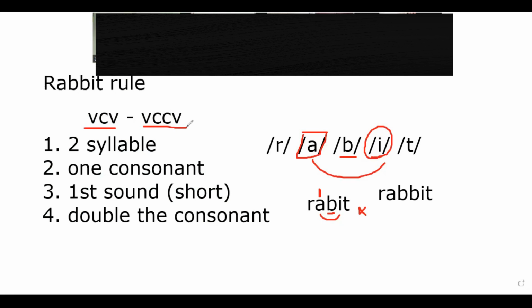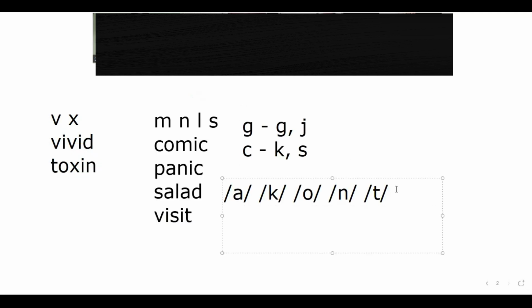For all the rules we will have an exception and a rule breaker. For example, the word habit. The letters V and X can't be doubled in between. We can't double them. For example, the word vivid. It follows the rule, but we can't double it. Same as the word toxin. The word toxin.